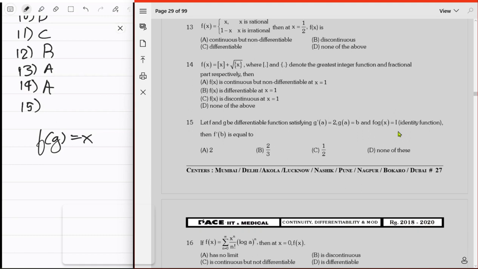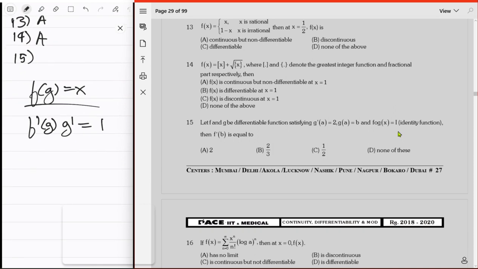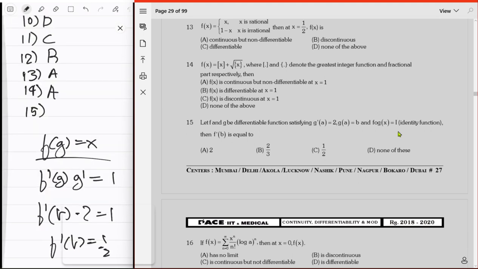Just differentiate this first of all. Just get f dash of g, and then you've got g dash, is equal to 1. So when you put x is equal to a in there, you'll just get f dash of g of a, which is just f dash of b, and then you've got g dash of a, which is 2. So that's equal to 1, which means f dash of b is equal to 1 upon 2. Looks good. Next question.